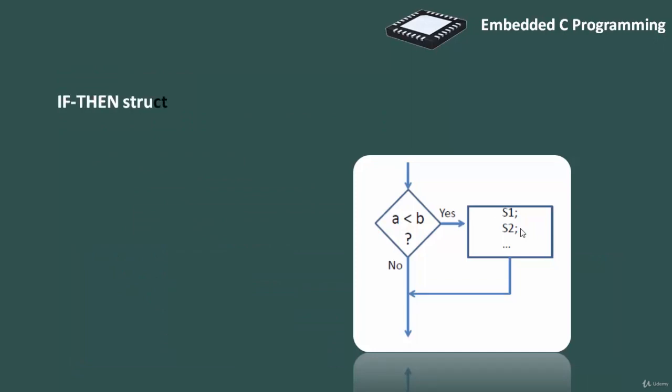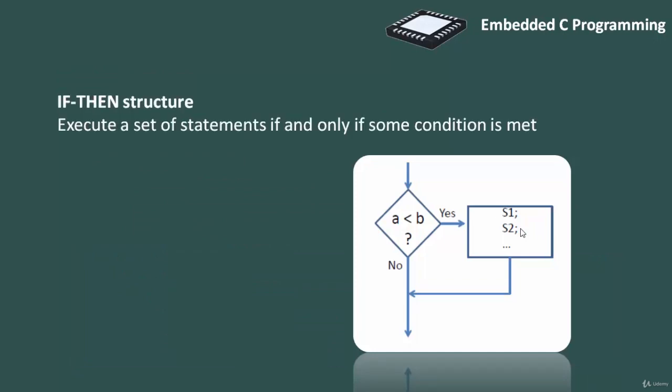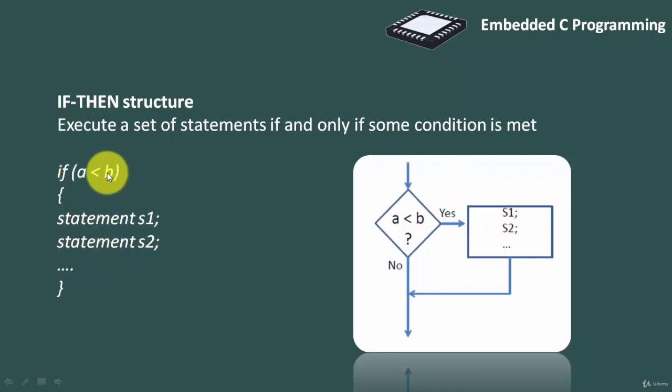Let's start with the if-then structure. In this structure, we execute a set of statements if and only if some condition is met. For example, if A is less than B. If this condition is true, then only statement 1 and statement 2 will get executed. If this condition is false, statement 1 and 2 will not get executed. Here, for comparison, we have used the less than operator.